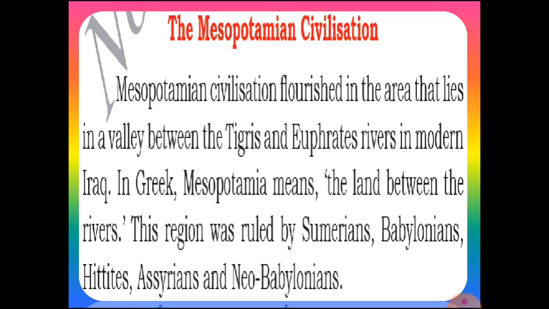In the next part, you can see the map of how the river Tigris and the Euphrates river flow throughout Iraq. You can see the river flowing here. Now we shall go for the second part, that is political history.